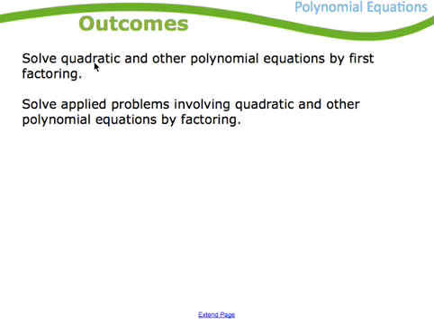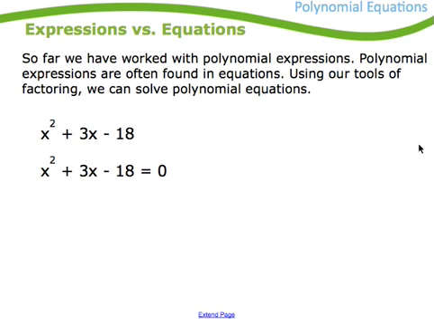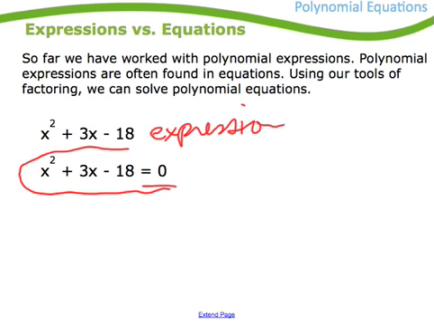So what we want to do is solve quadratic and polynomial equations using factoring, and then maybe an applied problem that might involve that too. So far we have worked only with polynomial expressions, specifically quadratic expressions. And here's an example of an expression. Okay, there's no equal sign, we've just manipulated this. But now what we want to do is add an equal sign and some number on the other side here to allow us to look at this equation and solve it for x. So in other words, what values of x will make this equation true?